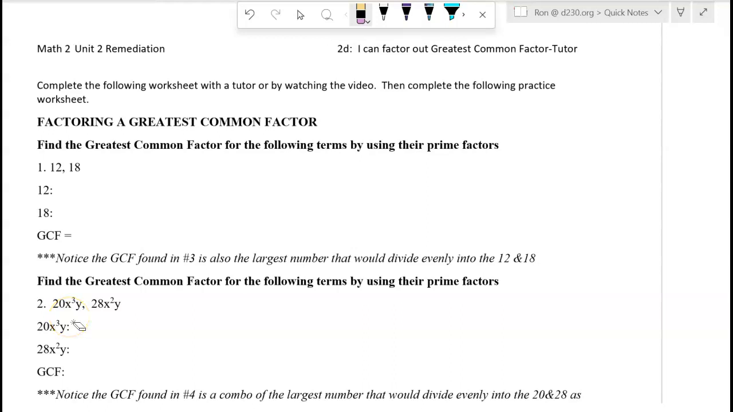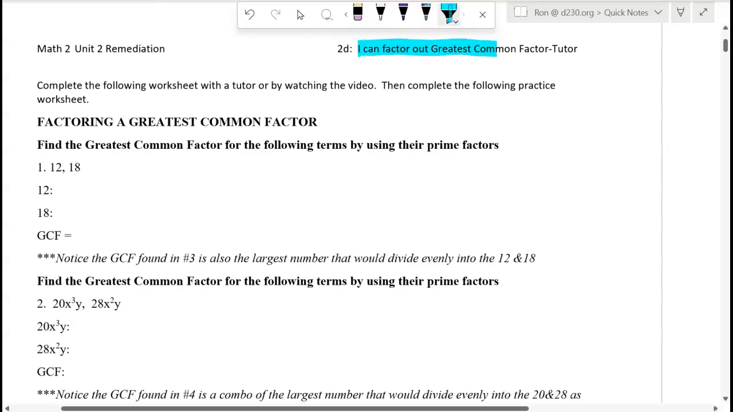Hello, Math 2. This video is part 1 of 4 videos on factoring. Okay, factoring is extremely important for the next few chapters and in future math courses. So the first video here is talking about factoring out the greatest common factor.